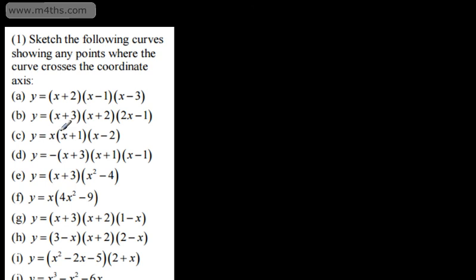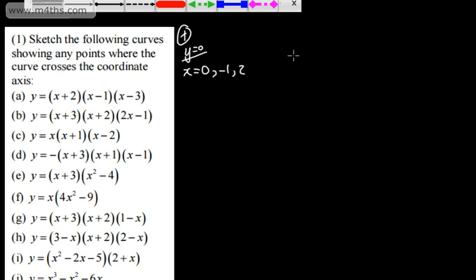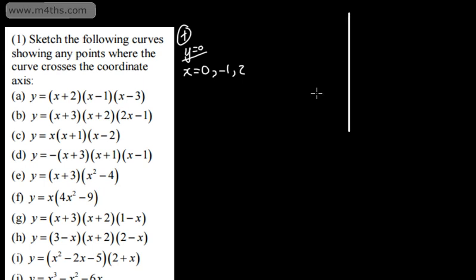Positive cubic, x times x is positive x cubed. So it's positive. When y is equal to 0, we're going to have x is equal to 0, -1 and positive 2. Clearly it's going through the origin here, so we don't need to find the y-intercept. So it's positive, that's what we've got, and we can go ahead and sketch it.